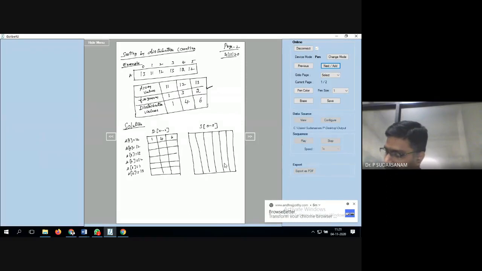Right, sir. So write the table values here. Correspondingly put the lines.